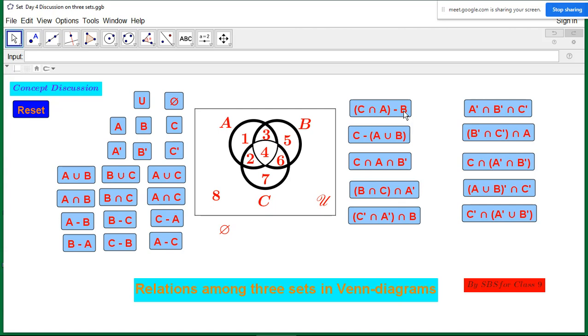C intersection A. C intersection A means 2 and 4. Minus B means except B. That's why that is 2. You write the correct answer.